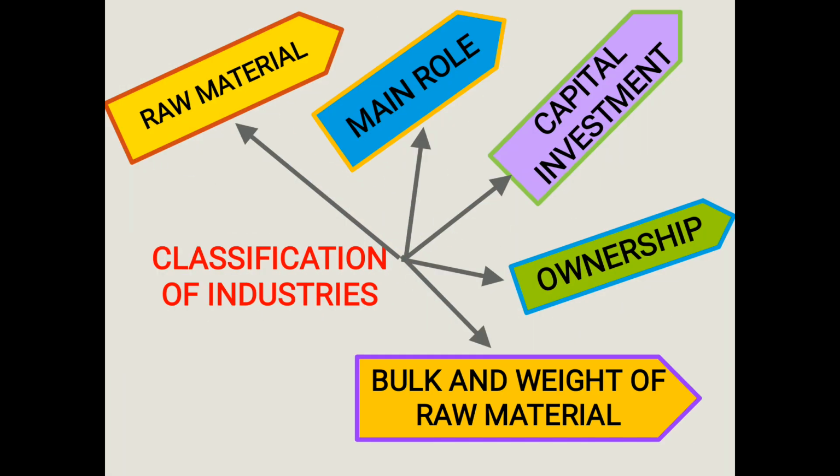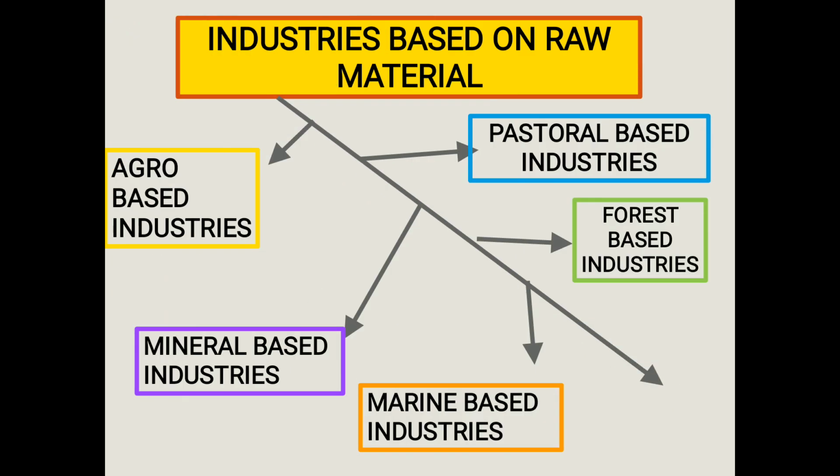Now let us discuss how industries have been classified. There are several ways of classifying an industry. Industries may be classified on the basis of raw materials, the main role played by them, capital investment, ownership, and bulk and weight of raw material. Now we'll discuss each type of industry on various bases in depth.